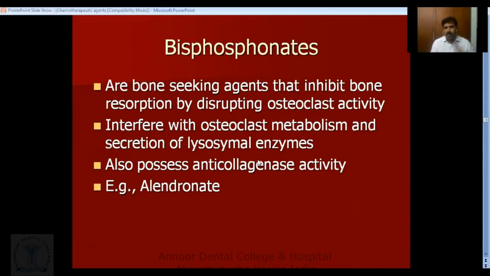And they also possess one property called anticollagenase. This offers an additional benefit of anticollagenase activity. The bisphosphonate that has been clinically tried is known as alendronate. Another drug that has been tried is pamidronate. So these are the two drugs that are commonly used as bisphosphonate given as host modulation therapy.